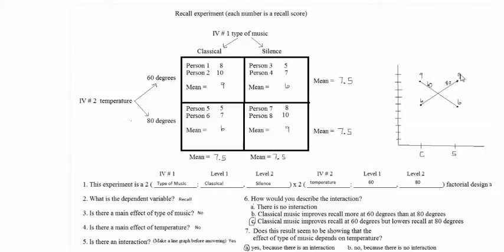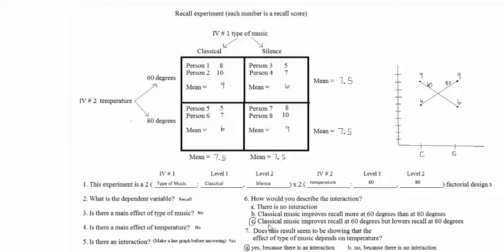So when you graph the lines right here, you see an X like this, because in the 80-degree row, which is this line right here, you have an average recall score of 6 for classical, and an average recall of 9 for silence, like this. But when it's 60 degrees, which is this line right here, you have an average recall of 9 for classical and an average recall of 6 for silence. So it's an opposite. They're the opposite of each other. And when that happens, there is an interaction. The lines are not parallel, so there is an interaction.